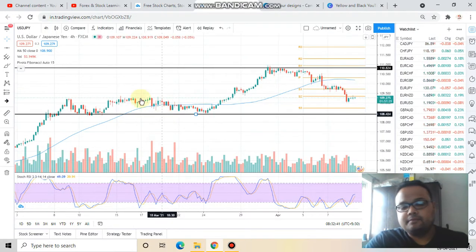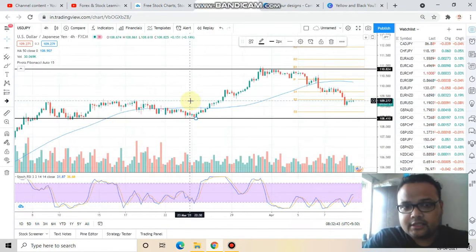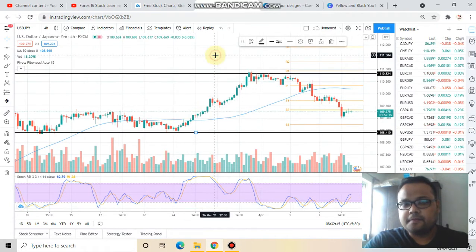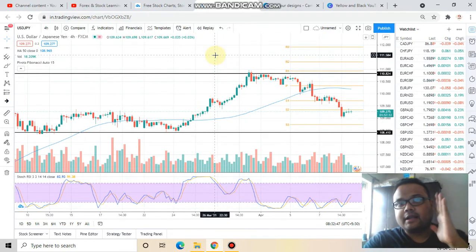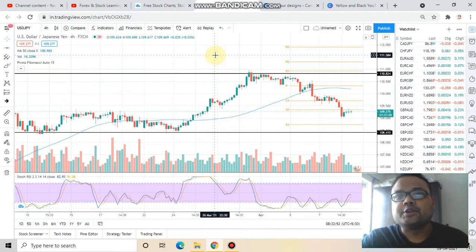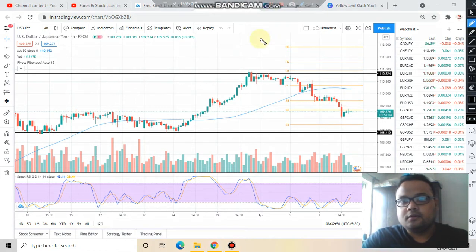Looking at this particular chart and the weekly chart, we have understood that though the overall trend of the market is towards the upside, as of now there is good selling pressure going on in the market. Therefore, if you're thinking that you should short the market, then you are wrong.